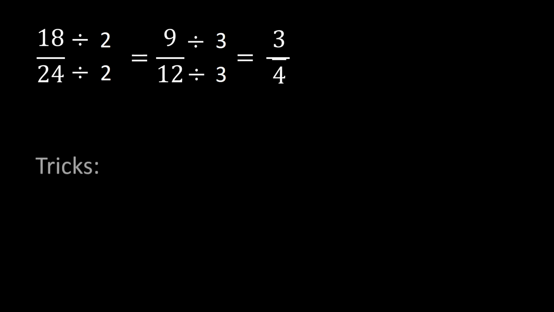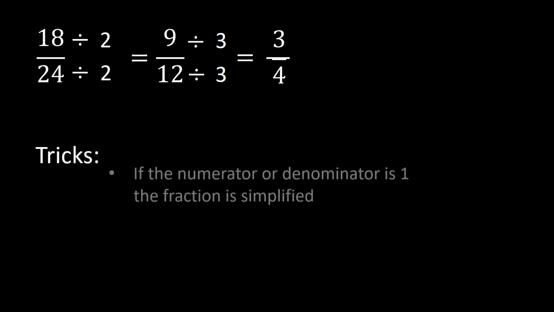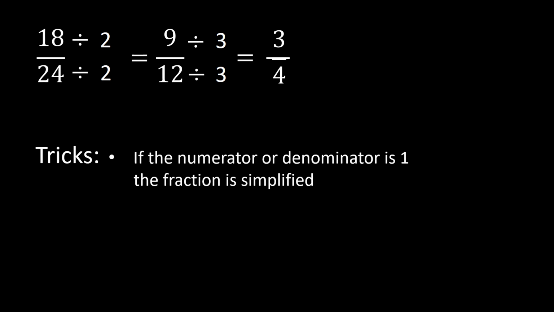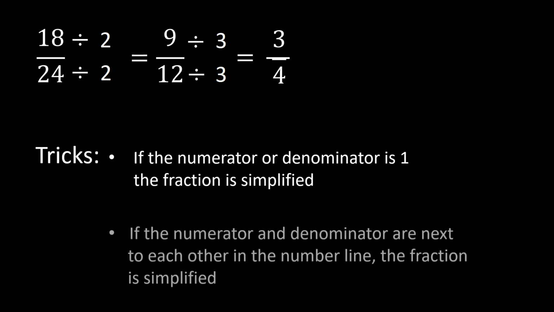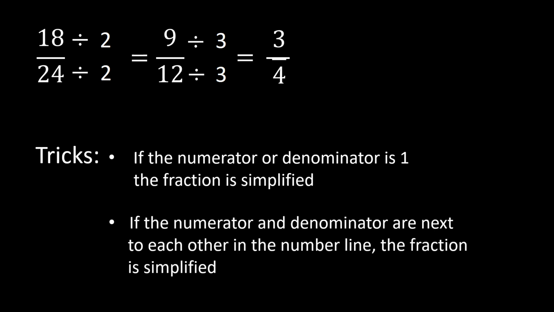So here's a couple tricks. First, if the numerator or denominator is 1, the fraction is already simplified. So if the numerator is 1 or the denominator is 1, you don't need to simplify because it already is simplified. If the numerator and denominator are next to each other on the number line, the fraction is simplified. So in the example above, 3 and 4 are next to each other on the number line. That means that fraction is simplified.